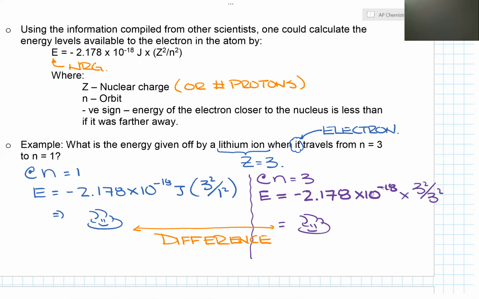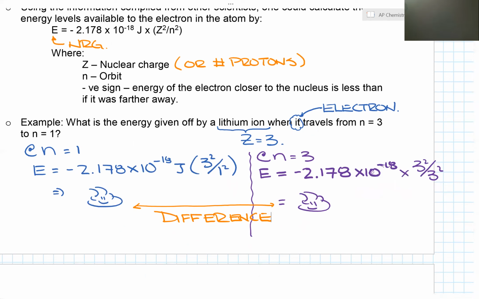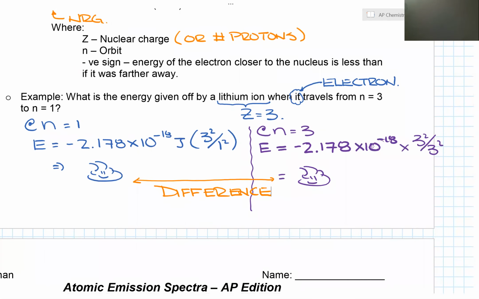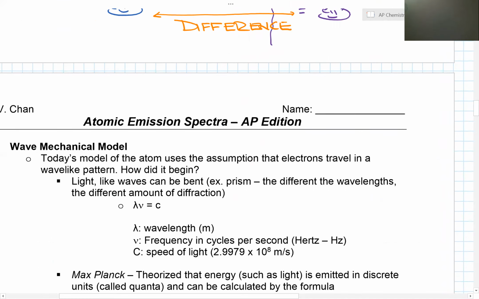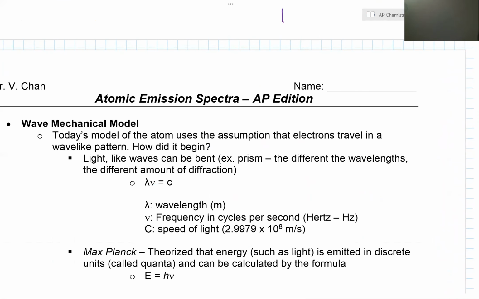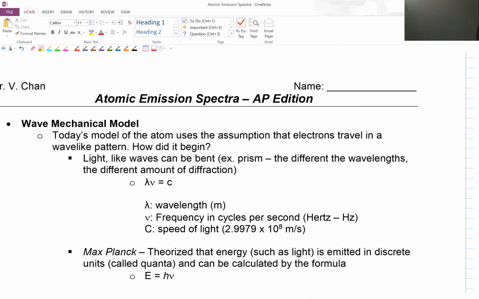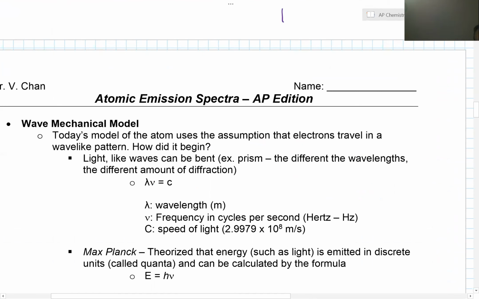All right. Now that was the Bohr model. But just to let you know, everything that you learned back in grade 10 was a lie. It's actually not true. So today we're going to move on and talk about the wave mechanical model. Now, today's model of the atom uses the assumption that electrons travel in a wave-like pattern.